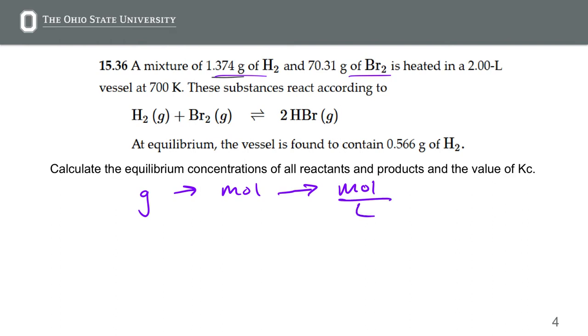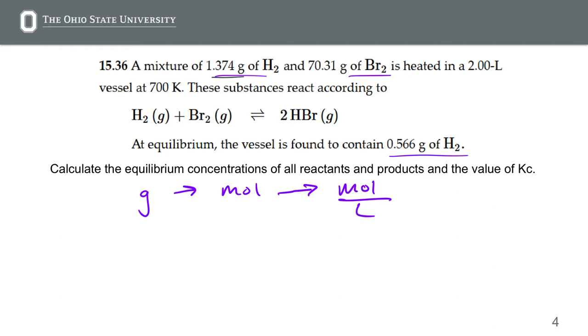Okay, we have a 2-liter vessel. Once we have concentrations in terms of moles per liter, then what can we do? Go ahead, Brittany. Find the equilibrium concentration of hydrogen and then subtract that from the beginning concentration. Yeah, so find the equilibrium concentration of hydrogen. We have that mass. Okay, we can convert that to moles as well, and then moles per liter.